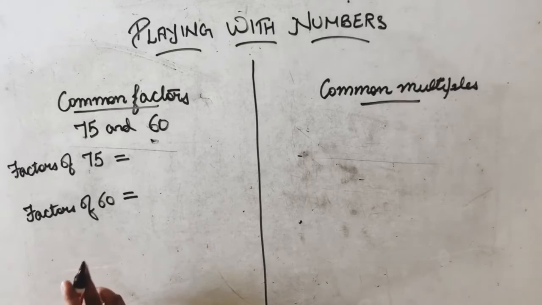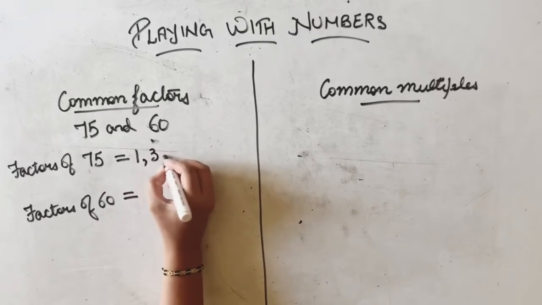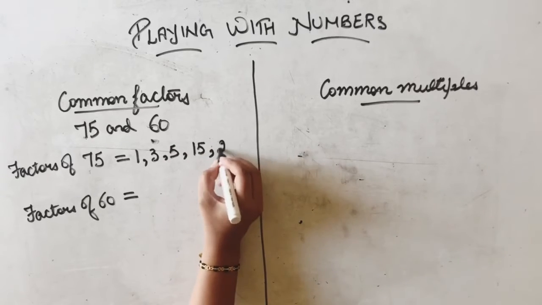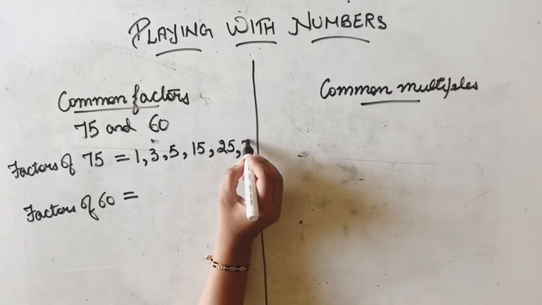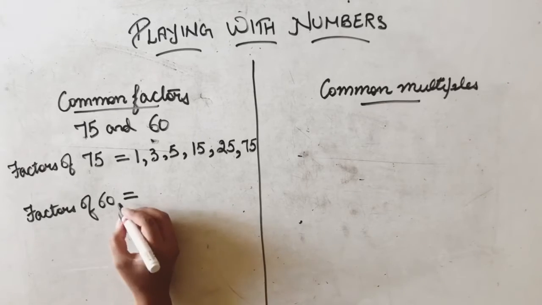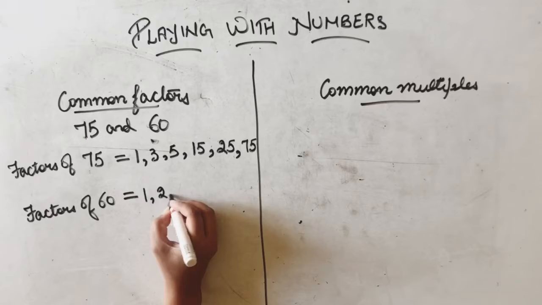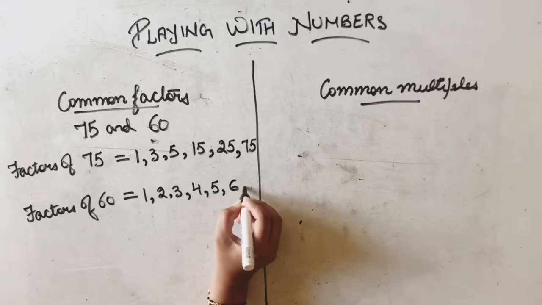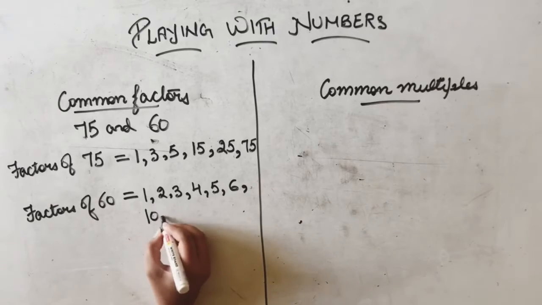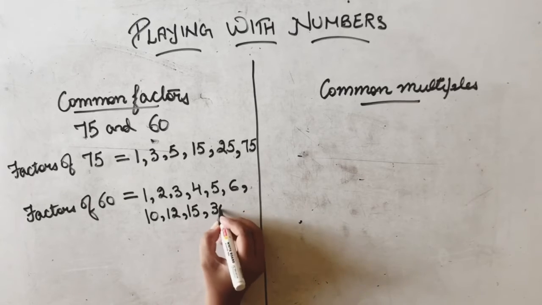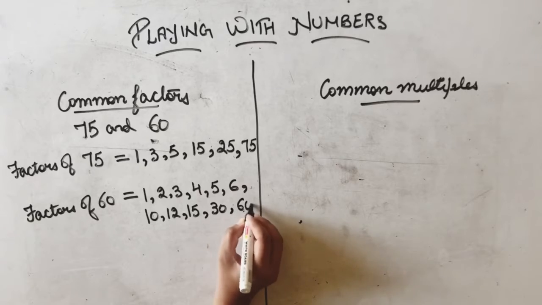So factors of 75 are 1, 3, 5, 15, 25 and 75. And factors of 60 are 1, 2, 3, 4, 5, 6, 10, 12, 15, 30 and 60.